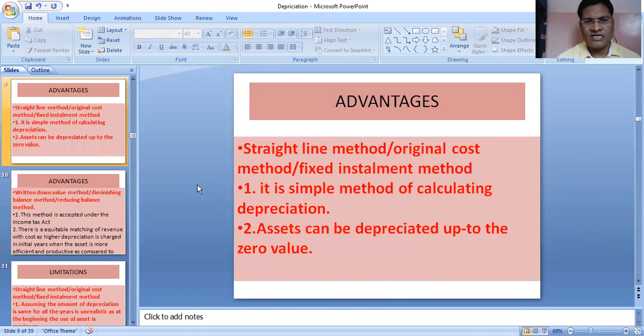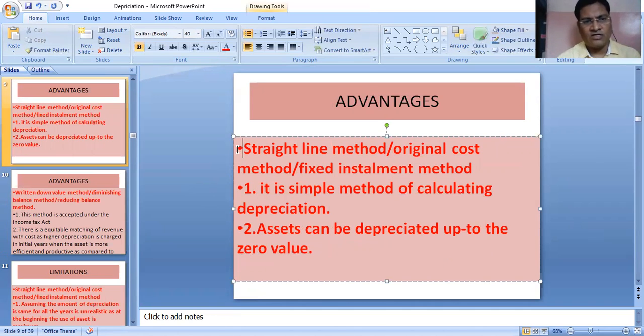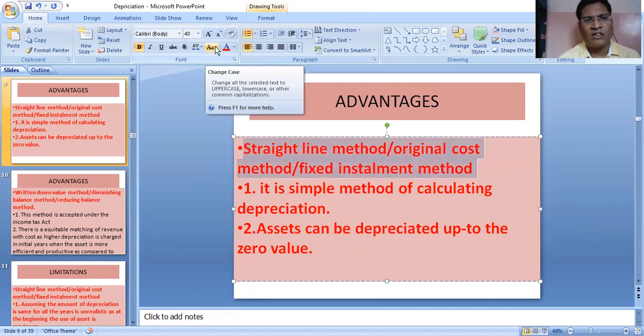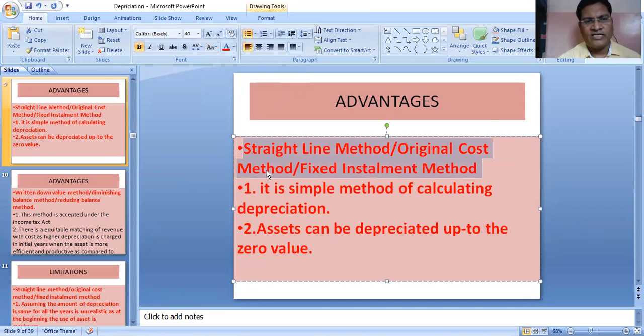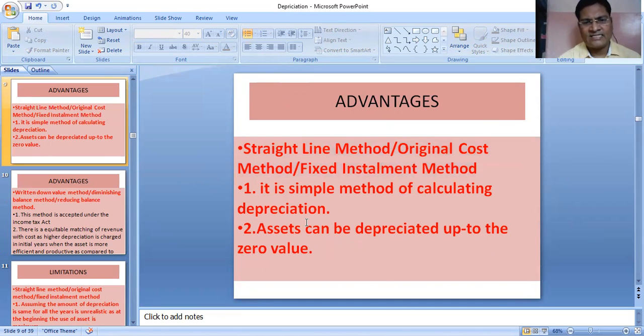Next, what are the advantages of straight line method or original cost method? The advantage of these methods is that they are simple methods of calculating depreciation. And the assets can be depreciated up to zero value. Suppose I give you one example: 10,000 is my asset value, and every year I have to charge depreciation at the rate of 20%, that is 2,000. So after 5 years, the value of the asset becomes zero.